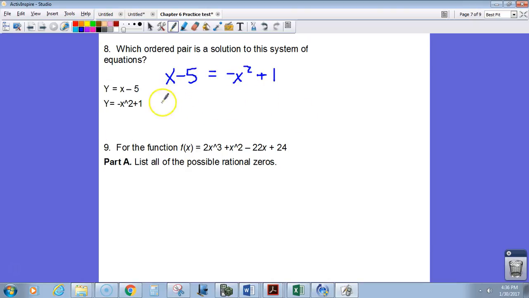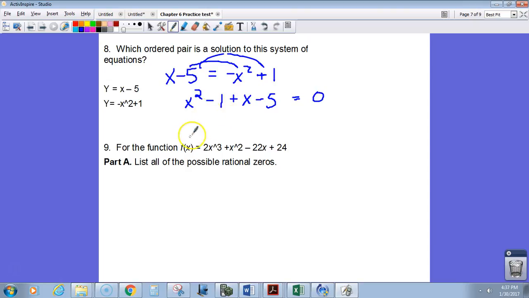Let's get all of our x's on one side. Let's make our x squared positive. So we have x squared minus 1 plus x minus 5. Okay, so I just moved these to this side, and then I'm going to set it equal to 0.